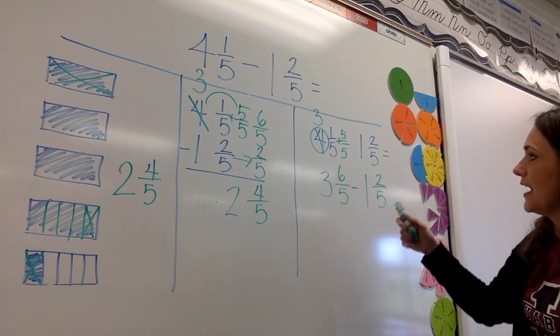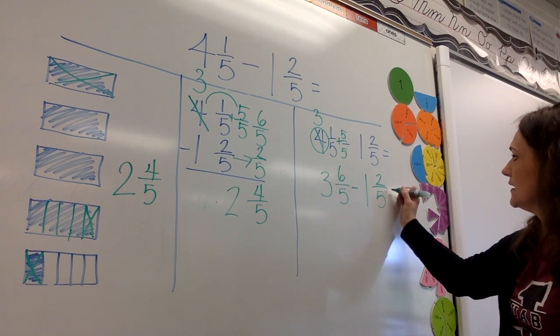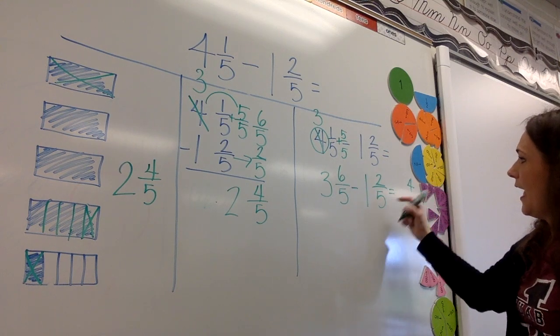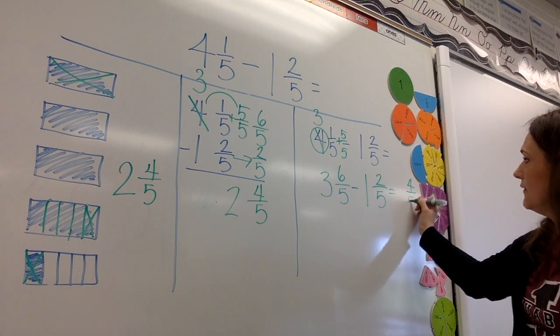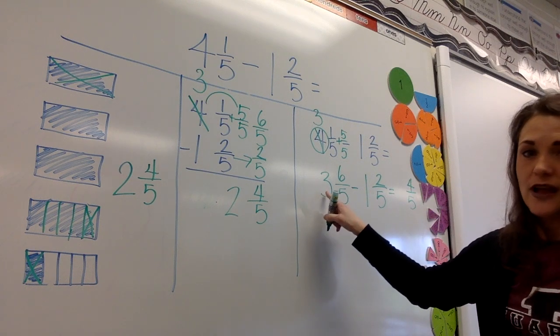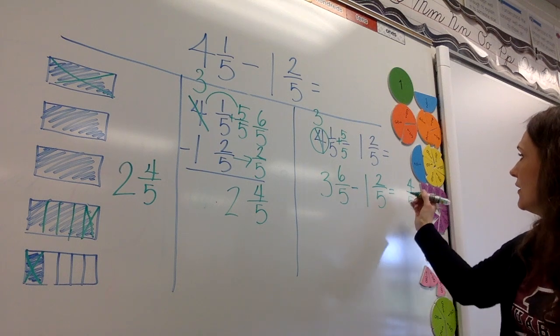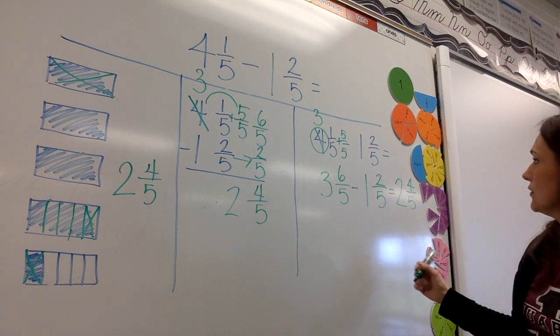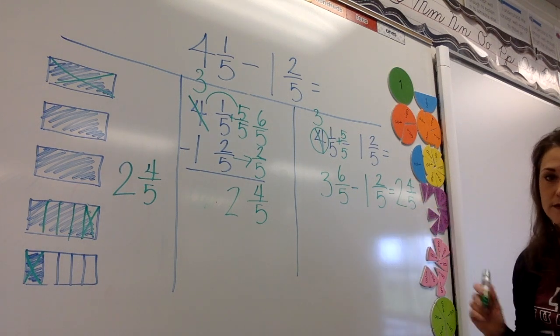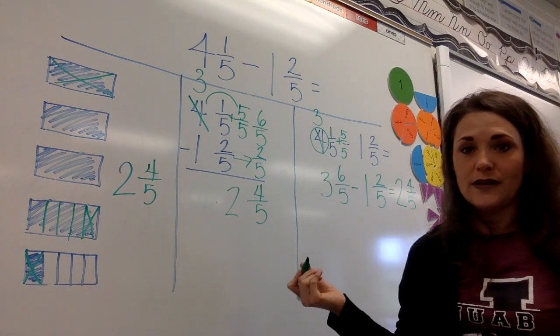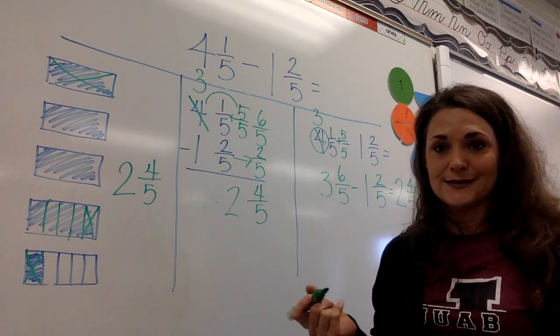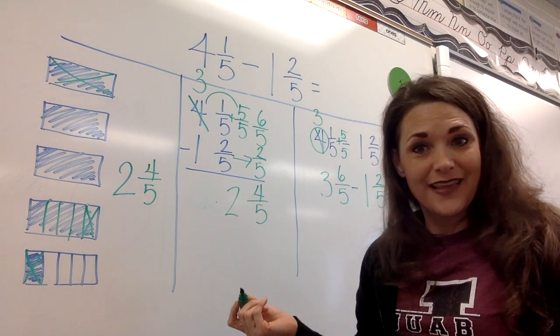So now we can subtract. 6 subtract 2 is going to be 4, and we're going to keep our fifths. And now we're going to subtract through our wholes. 3 wholes subtract 1 whole is 2 wholes. So 2 and 4 fifths. All right, so that's another way to think of it and another way to solve. So you get to pick which one you like the most.